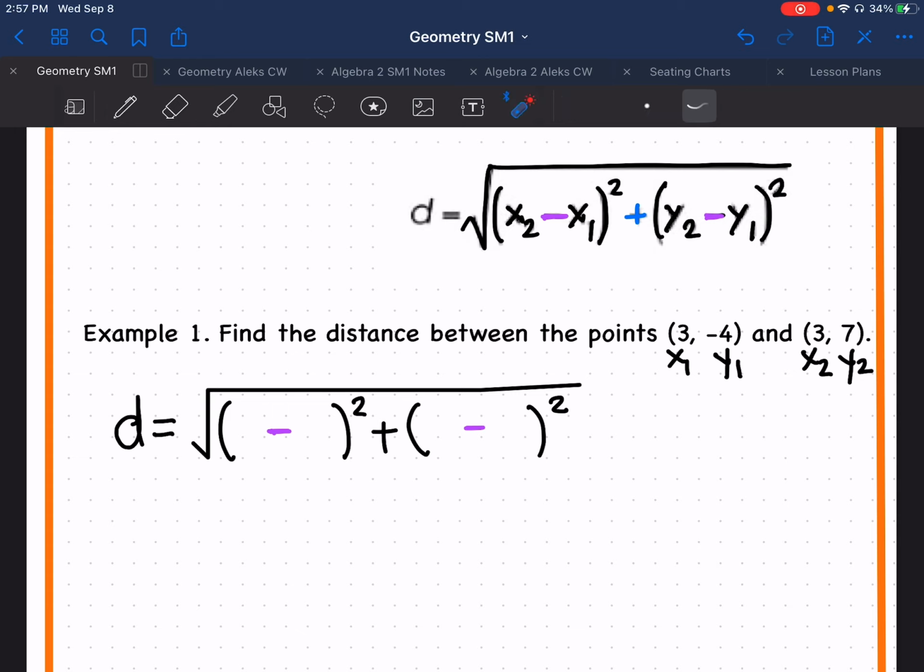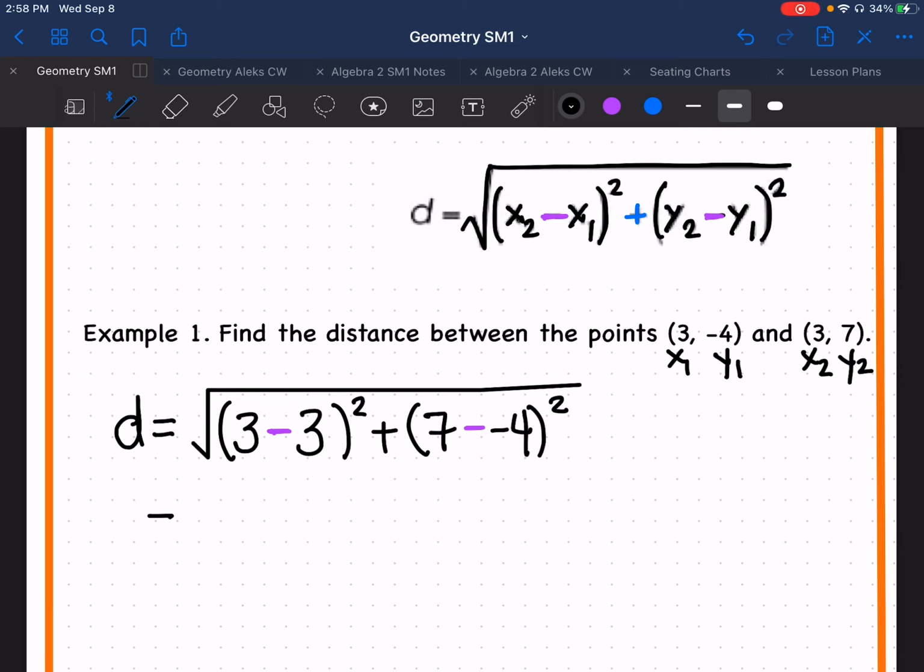Now I'm just going to play the matching game. x2, well, that's 3. I'm going to put that right here. x1, well, that's 3. I'm going to put it right here. Once I have placed it into the formula, I can cross it out and I'm not going to use it again. y2 will be 7. y1, if I'm crossing out, is the only number left, -4.